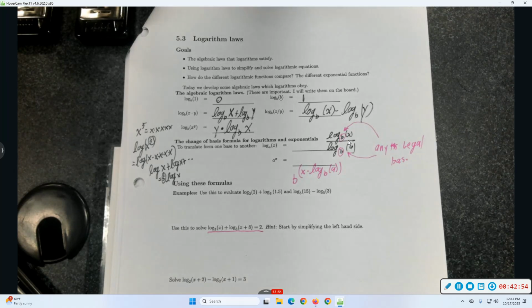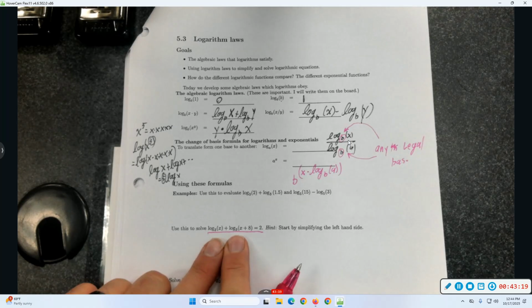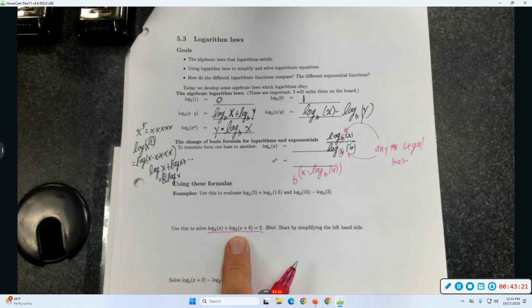So let's talk through a plan of attack in how to solve that. I see 2 logs on that side. Do I need to see 2 logs on that side? Would it be nicer if I only saw 1 log on that side? Yeah, because then I could use the changing from log form to exponential form. So let's use that. How can I rewrite the left-hand side so there's only 1 logarithm?